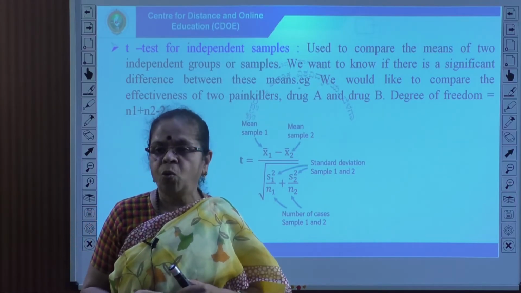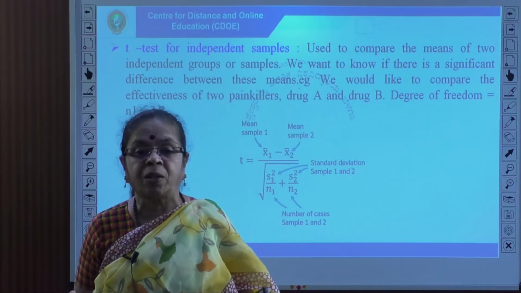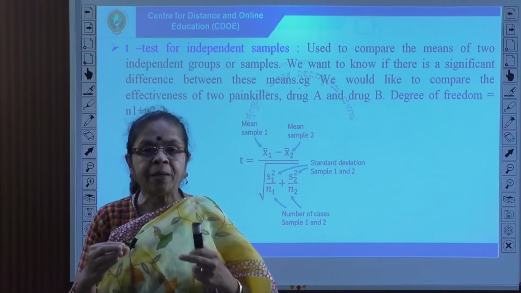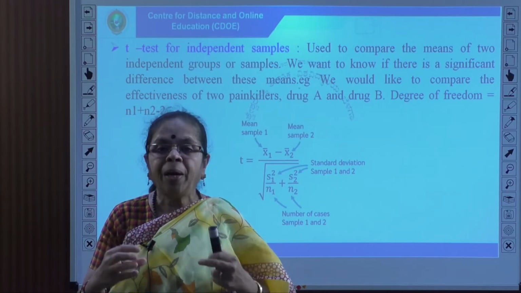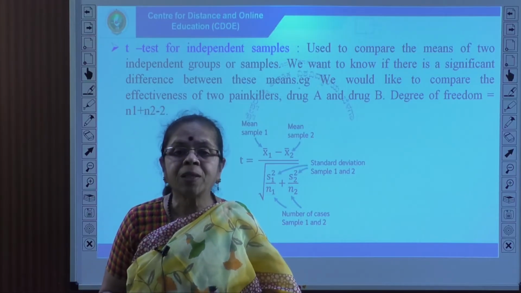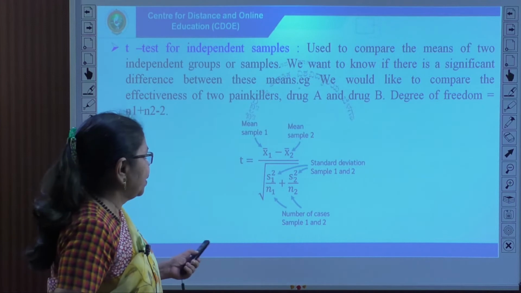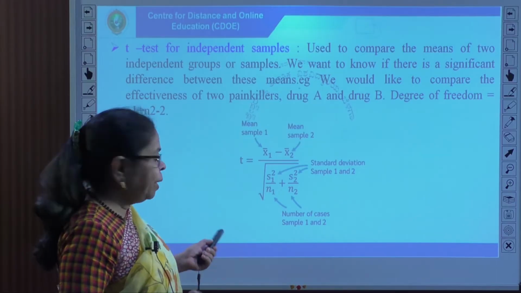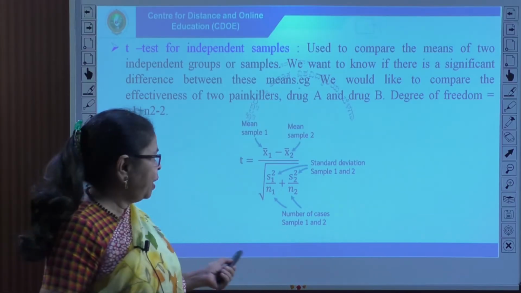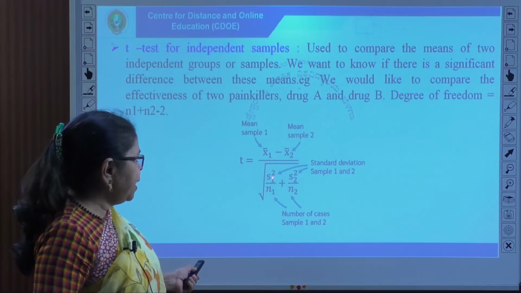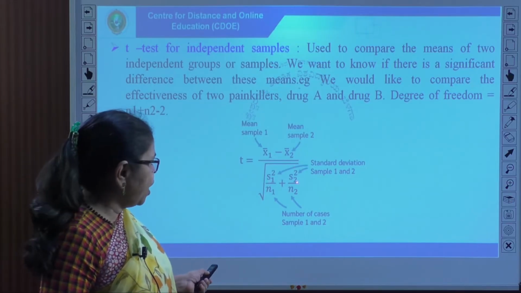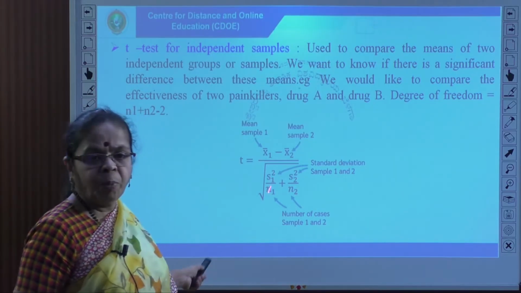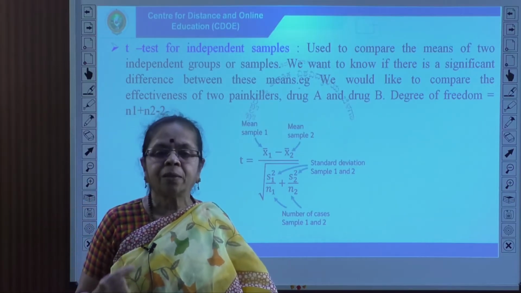Or supposing I want to compare the efficacy of 2 drugs, A and B, that time I will use this. So, I am basically going to compare 2 samples. So, here what is the t factor I use? How is it defined? x1 bar, that is the mean of sample 1, x2 bar, mean of sample 2, divided by root of standard deviation of sample 1, standard deviation of sample 2, divided by n1 and n2. This is the formula you are going to use to calculate the t factor.